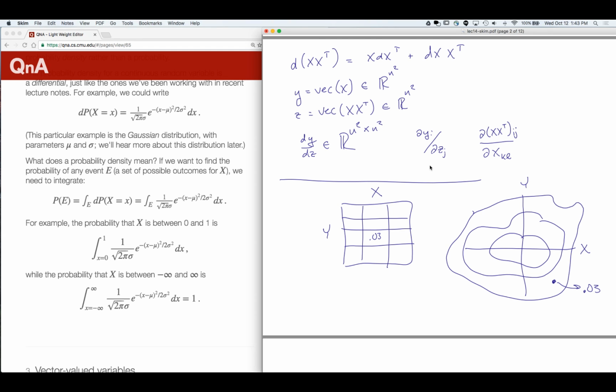It wants to know, why can't d of x transpose x be represented as dx transpose x plus x transpose dx? Right, so this here is equal to this, except that we've swapped the order of terms. And matrix multiplication is not commutative, right? So if you swap the order of the terms, you get something different. I invite you to try it.